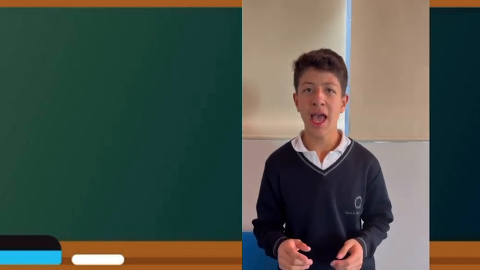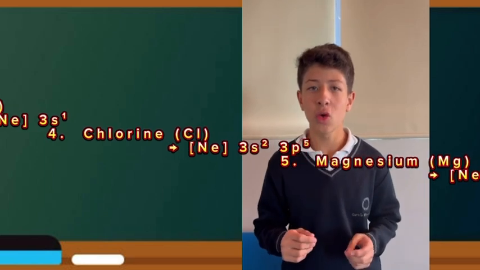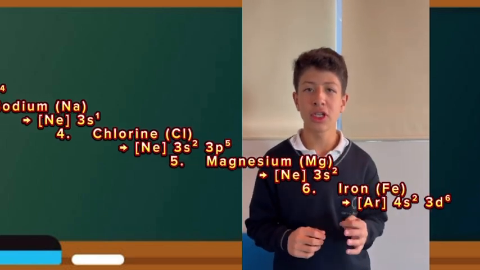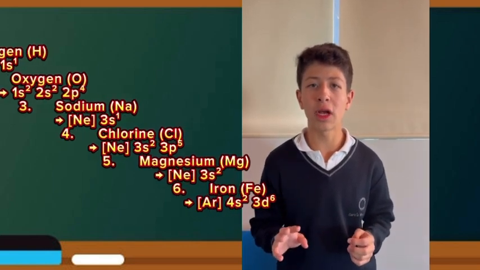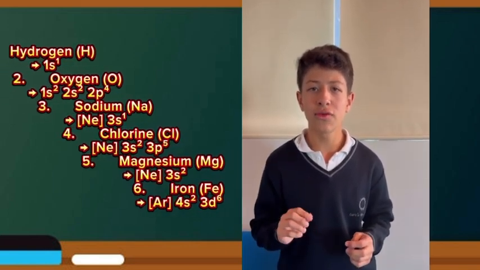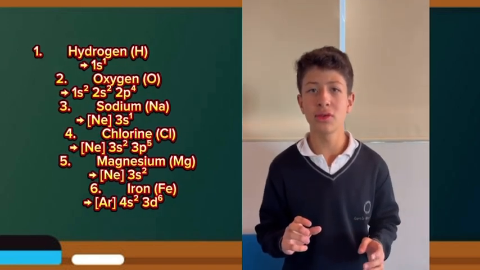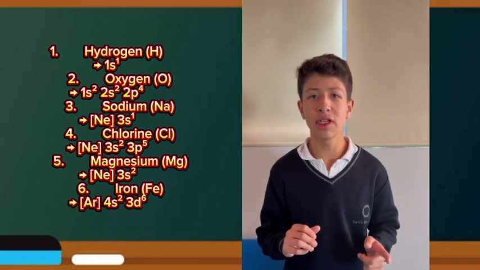Practice problems. 1. Hydrogen, 1s1. 2. Oxygen, 1s2, 2s2, 2p4. 3. Sodium, [Ne] 3s1. 4. Chlorine, [Ne] 3s2, 3p5. 5. Magnesium, [Ne] 3s2. 6. Iron, [Ar] 4s2, 3d6.